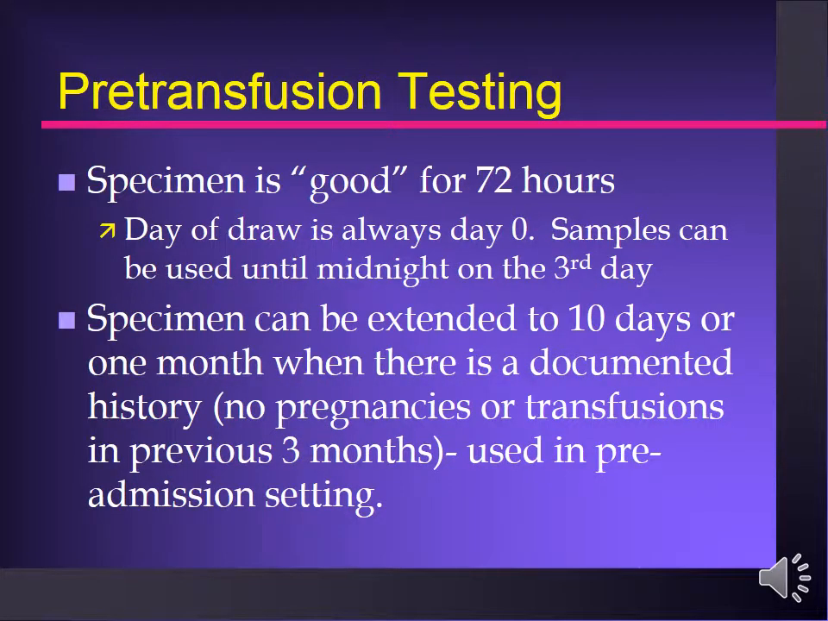Specimens are good for 72 hours. The day of the draw is always day 0. Samples can be used until midnight on the 3rd day. Specimens can be extended to 10 days or 1 month when there is a documented history of no pregnancies or transfusions in the prior 3 months. This is used in the pre-admission setting.